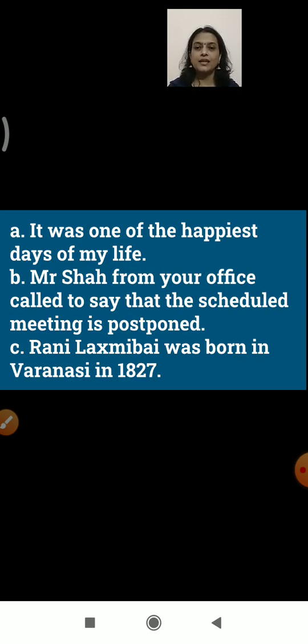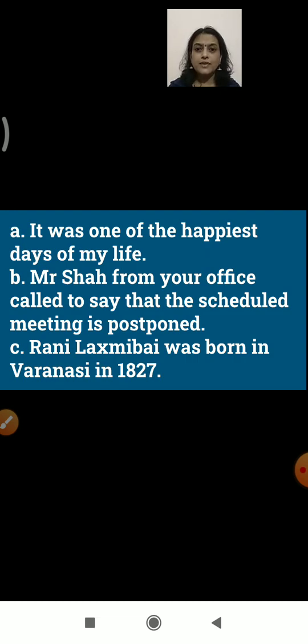Here are the options. A: It was one of the happiest days of my life. The B option: Mr. Shah from your office called to say that the scheduled meeting is postponed. Then the C option: Rani Lakshmi Bai was born in Varanasi in 1827. And what was our question? Which is the sentence which tells us that it is a part of a telephonic conversation, right? So which is here? Now the A option, it was one of the happiest days. We do not use this, right? In message writing all these things.